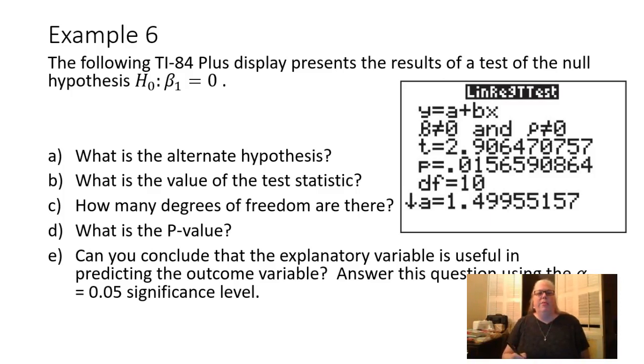Example 6. The following TI-84 Plus display presents the results of a test of the null hypothesis. The slope is equal to 0. Part A. What is the alternate hypothesis? Well, conveniently, up here in the first line, the alternate hypothesis is given to me. The slope is not 0. So this is going to actually be a two-tailed test.